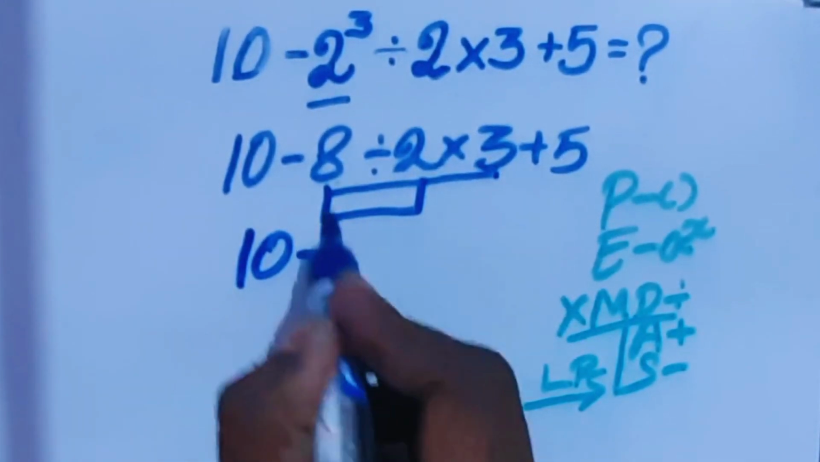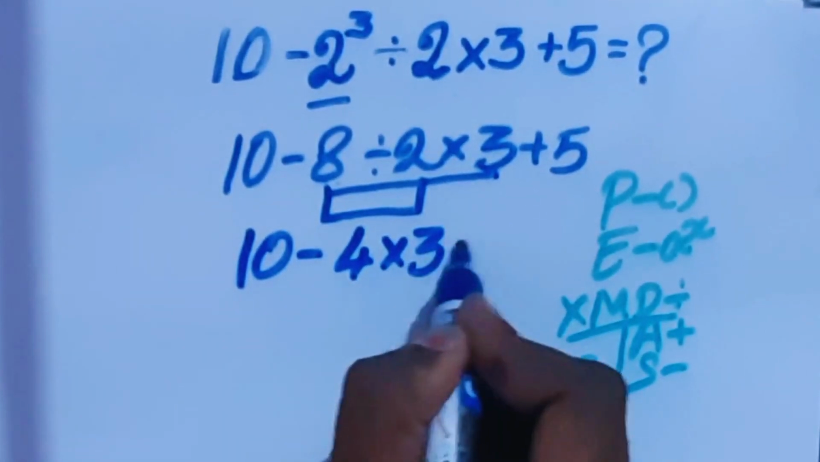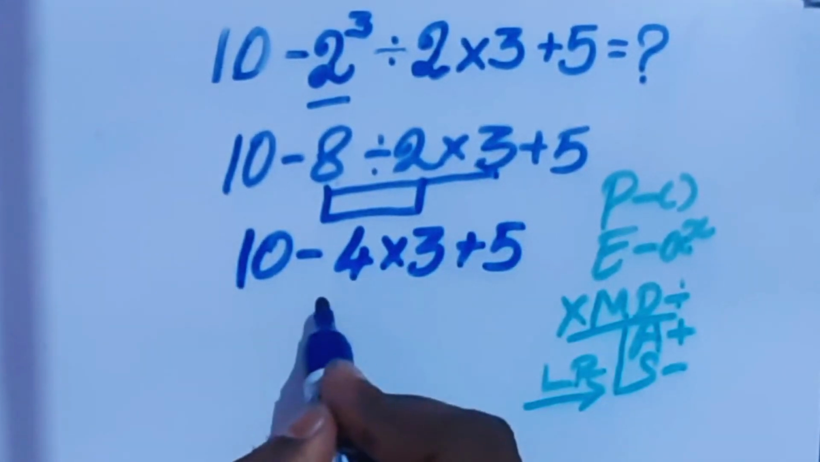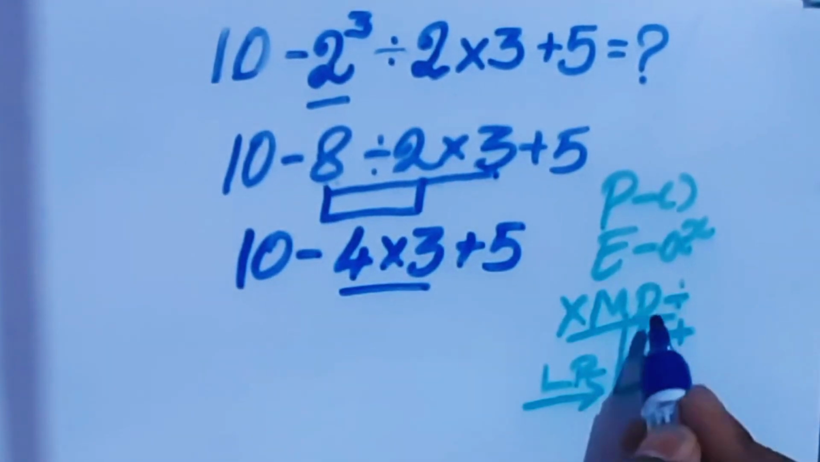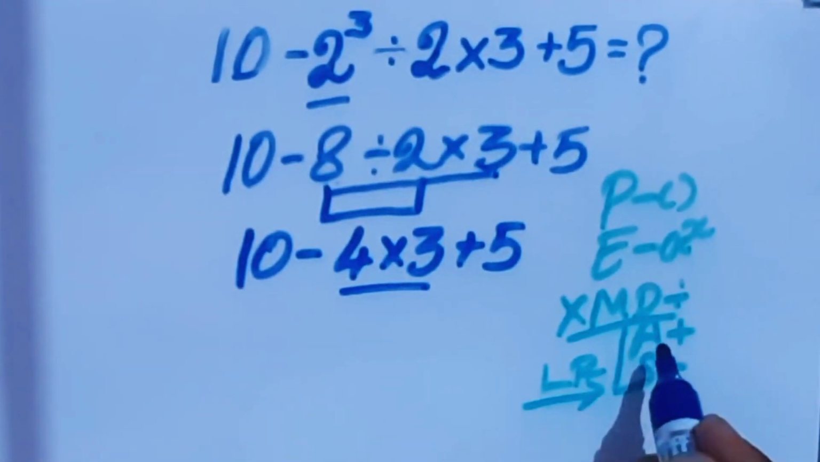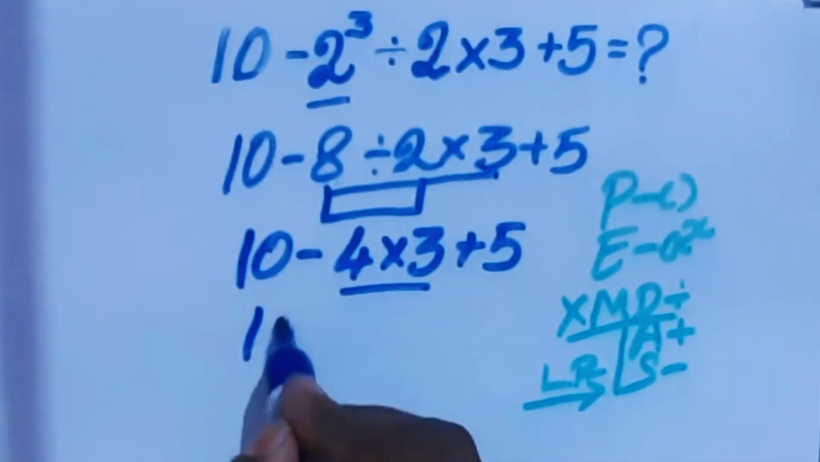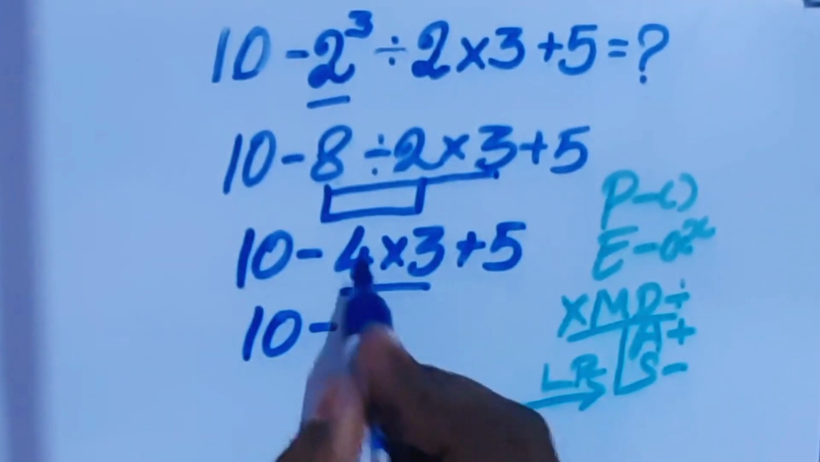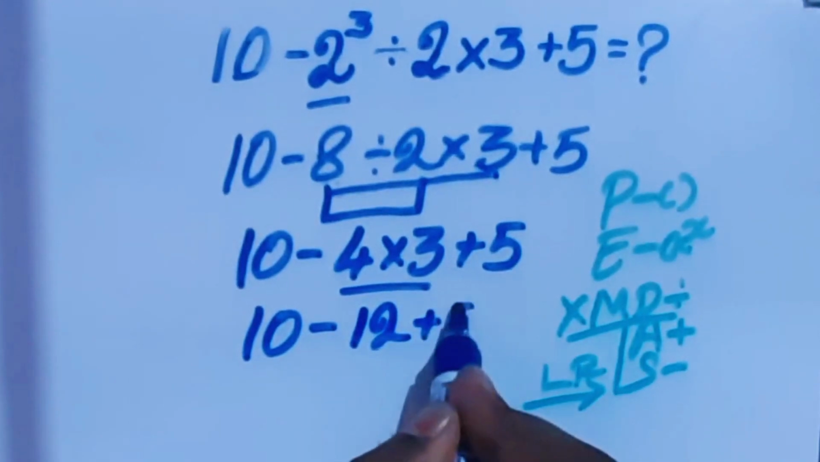So 10 minus 8 divided by 2 is 4 times 3 plus 5. Here we have subtraction, multiplication, addition. Multiplication is higher priority than addition and subtraction. So we have to do this multiplication before this addition and subtraction. Here 10 minus, this 4 times 3 is 12 plus 5.